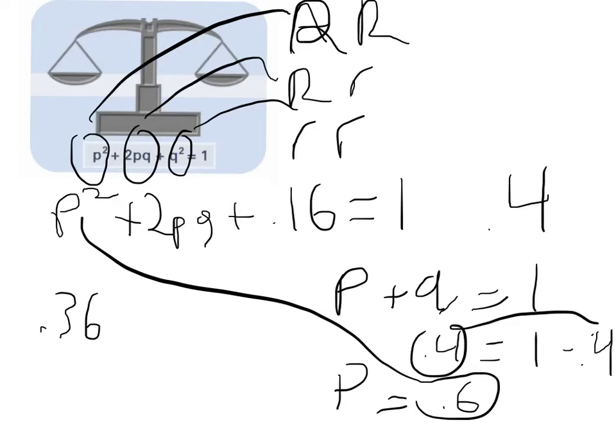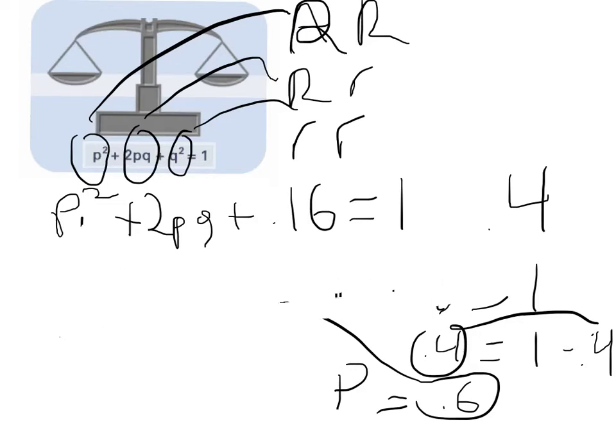Now you have two things. You have p squared and you have q squared, and now all you have left to find is the frequency of the genotype big R, little r, which is 2pq. So just a sec, let me clean this up a little bit, and I will find that for you.